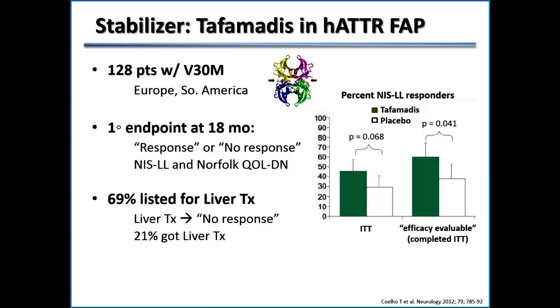What about TTR stabilization? I mentioned, in addition to knockdown, you could try to prevent it. And this is data in patients with polyneuropathy. So what this does is it binds to the thyroxine binding sites and prevents the tetramer from dissociating. The primary endpoint for this was also a neurologic scale. And I think the study design was a bit flawed.